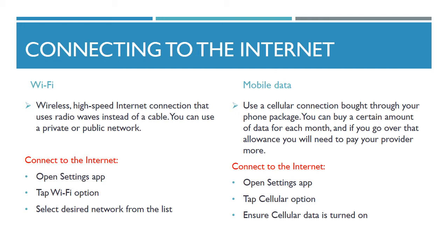To connect to mobile data, open your settings and tap the cellular option. Ensure that your cellular data is turned on. If it is, you will see something like LTE or 5G along the top of your device near the battery information. Generally, if your device has cell data turned on and you are not connected to Wi-Fi, your device will automatically connect to your mobile data.